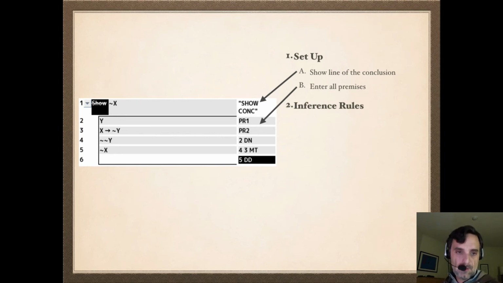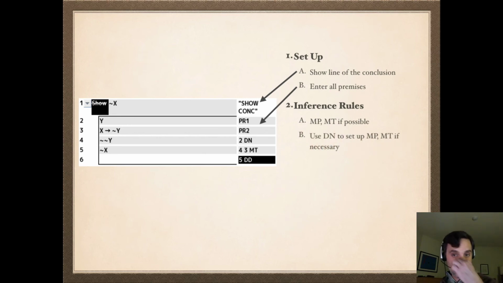Second stage is to do inference rules. If we can, we do modus ponens or modus tollens, but in this case we can't because we don't have the antecedent and we don't have the negation of the consequent. But we can use double negation to get the negation of the consequent. So we use double negation to enable MP and MT if we have to. So if we can, MP or MT. If we can't, use double negation to enable MP or MT.